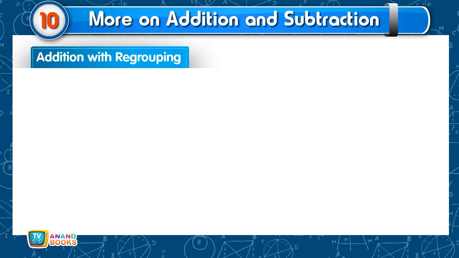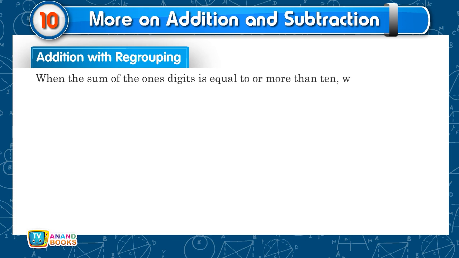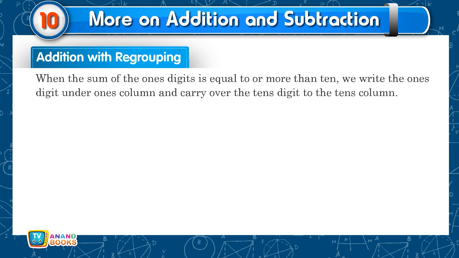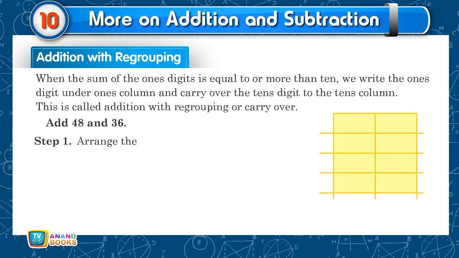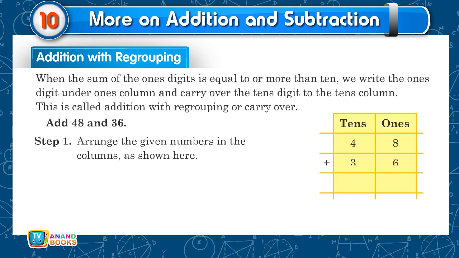Addition with regrouping. When the sum of the one digits is equal to or more than 10, we write the ones digit under ones column and carry over the tens digit to the tens column. This is called addition with regrouping or carryover. Add 48 and 36. Step 1. Arrange the given numbers in the columns as shown here. Step 2. Add the ones.